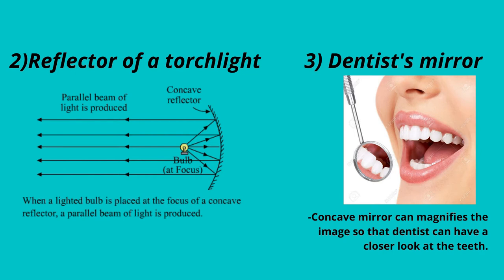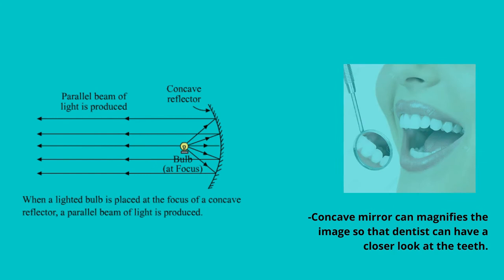Number 2. Reflector of a torchlight. When the lighted bulb is placed at the focus of a concave reflector, a parallel beam of light is produced. Number 3. Dentist mirror. A concave mirror can magnify the image so that dentists can have a closer look at the teeth.